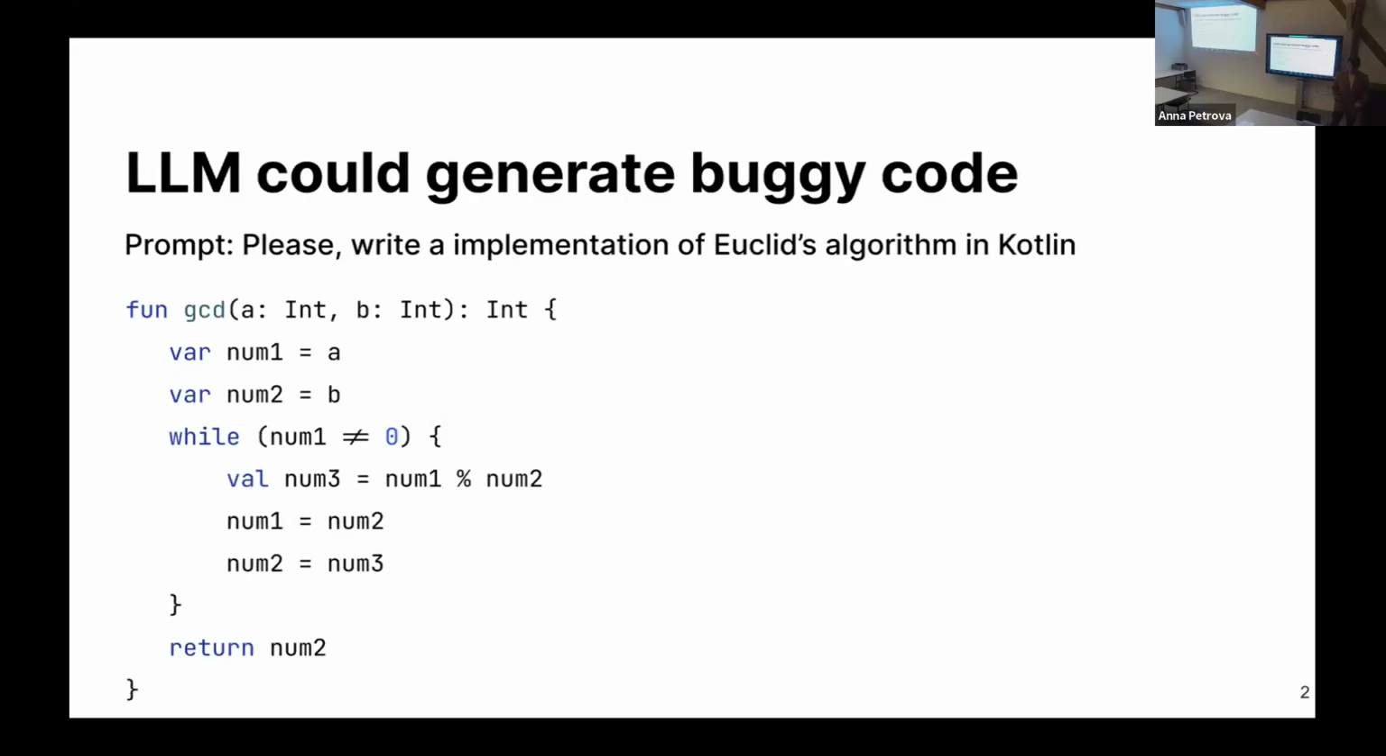Language models, like the ones we use today, are very good at handling text and code, but there is a big challenge for them. They often generate incorrect code. For this example, I asked to generate an implementation of a grid algorithm in Kotlin. This implementation has a bug. Could you probably find it?